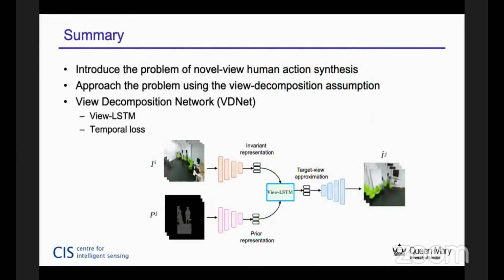In summary, we introduced the problem of novel view human action synthesis. We propose to approach this problem using the view decomposition assumption, and we implemented it using a view decomposition network, which is a deep generative model where the view LSTM implements the operator psi that combines the view-invariant information and the view-specific one that comes from priors. We also propose a temporal loss, which is an extension of the 2D perceptual loss in the spatial-temporal feature domain.